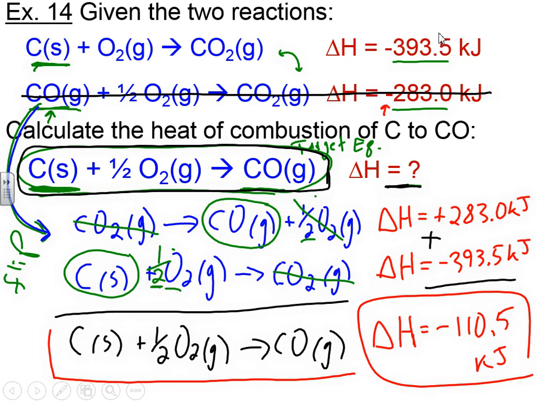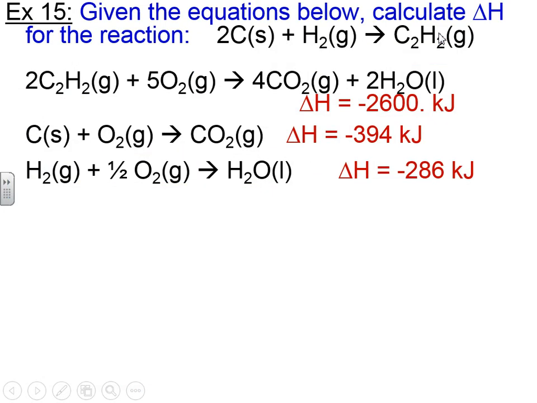Alright, let's do one that's a little tougher. Let's go ahead and do example 15. The same thing, except 3 equations to combine. So again, we're given a target equation. Our target equation here has 2 carbon plus hydrogen give you C2H2. That's our target equation.